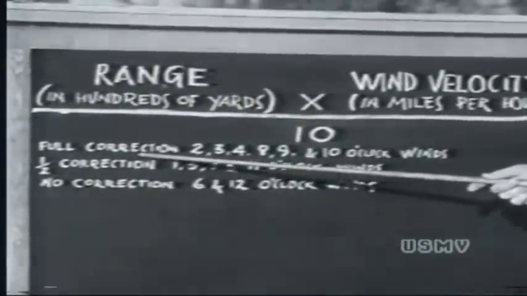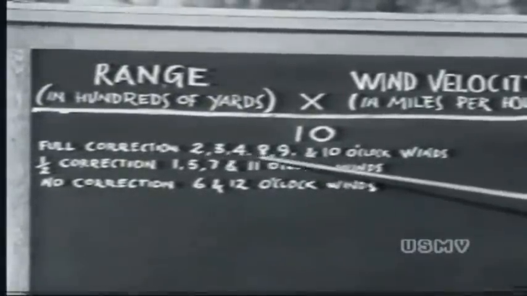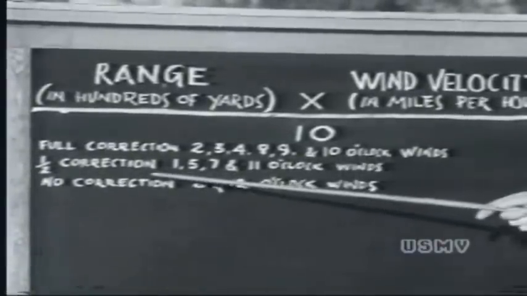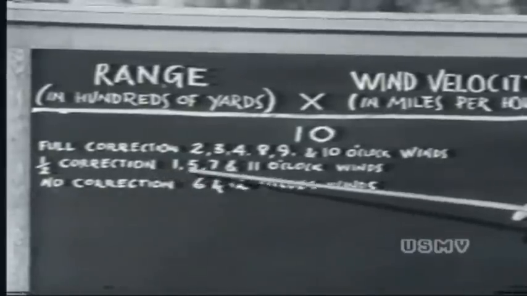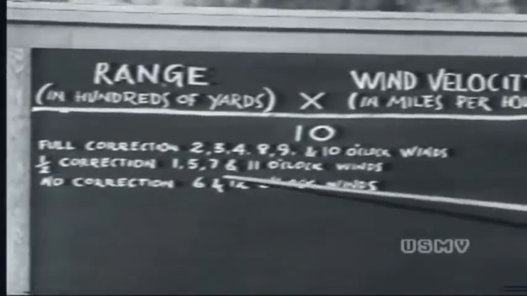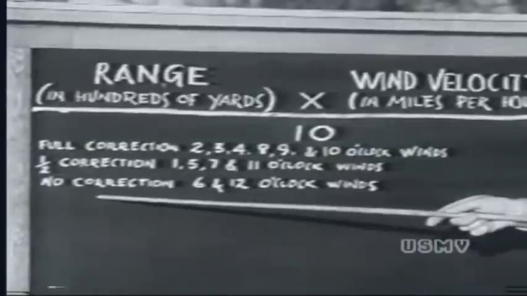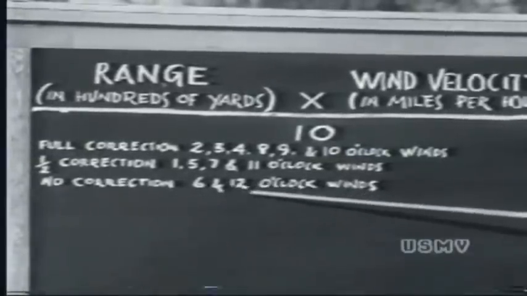Use full correction for 2, 3, 4, 8, 9, and 10 o'clock winds. Use 1/2 of that correction for 1, 5, 7, and 11 o'clock winds. Use no correction for 6 and 12 o'clock winds.